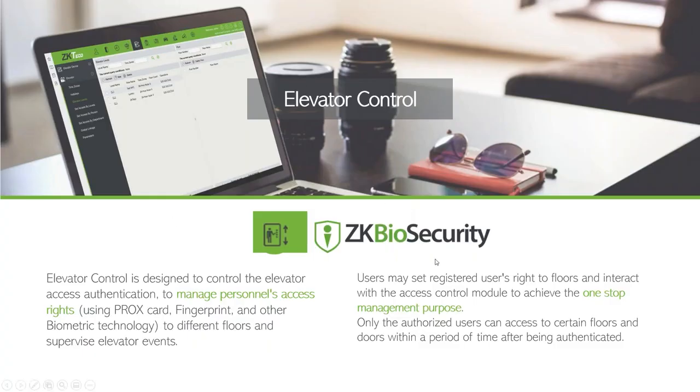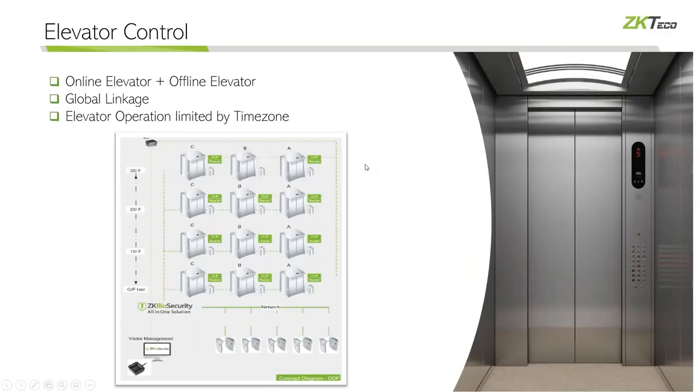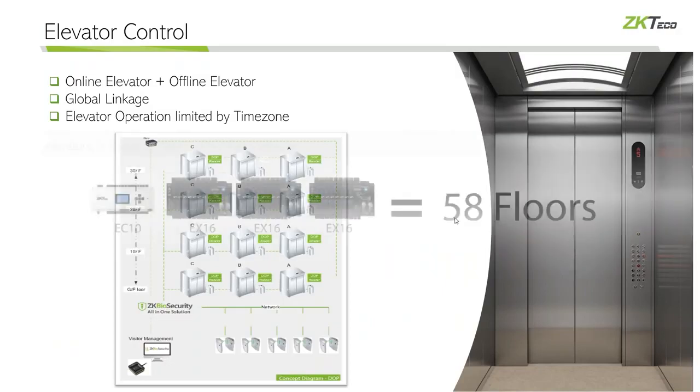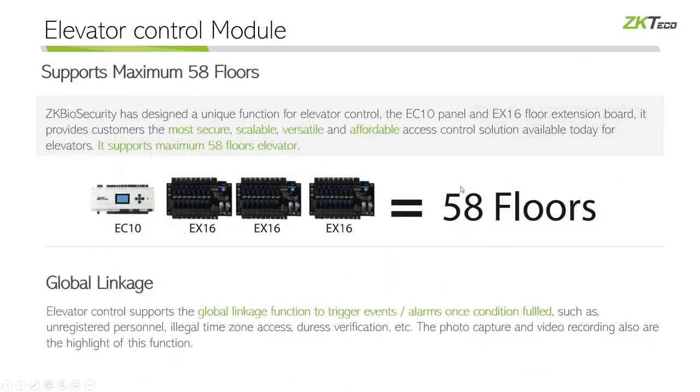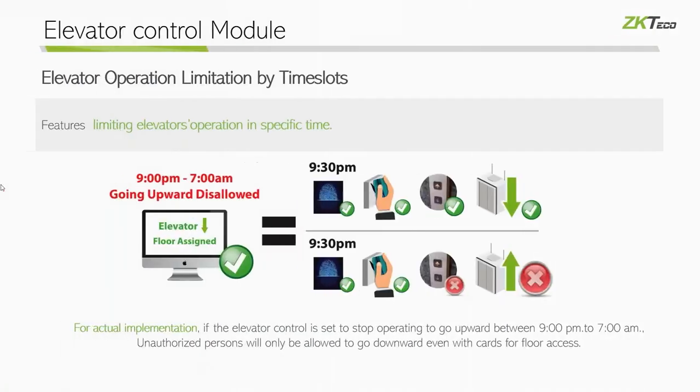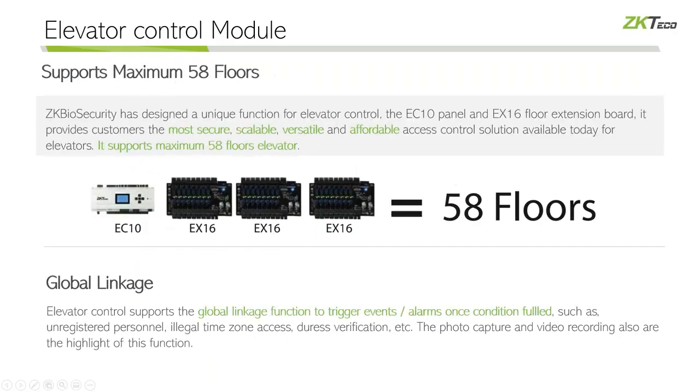Elevator control, what I'm going to use. To be clear, elevator control is the same as access control, but changing access level for floors. And okay, possibility online and offline. The maximum number of floors that can be controlled is 58, using as you see the EC10 controller and 3 EX16 extension modules.